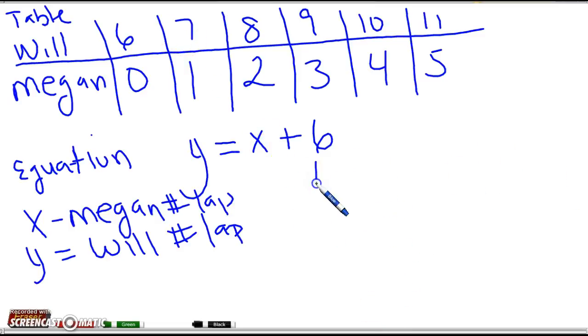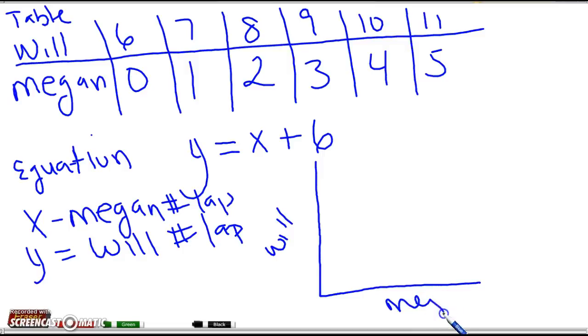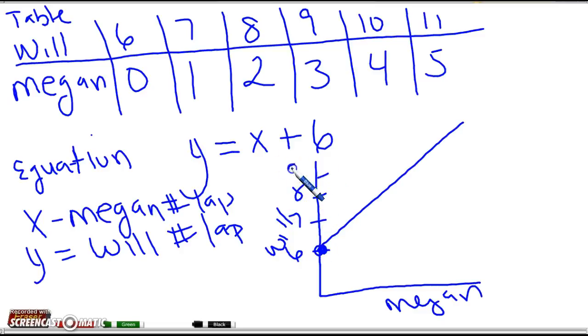And so if I graph it, Will is on my y, Megan is on my x, and I know I'm going to start here at 6. So there's my first. And it's just going to be a straight line. 7, 8, 9, 10. And here we have 1, 2, 3, 4, and so on. Okay?